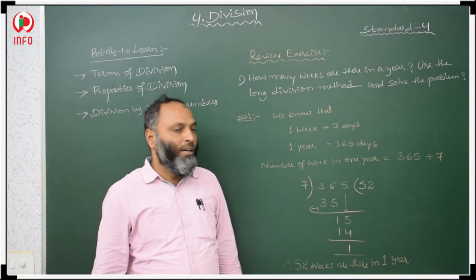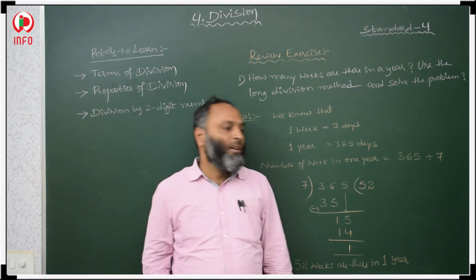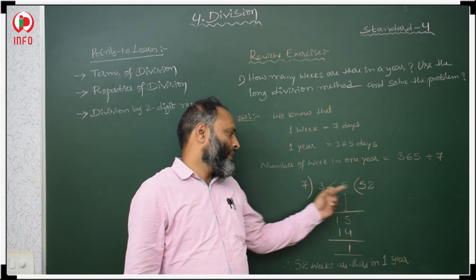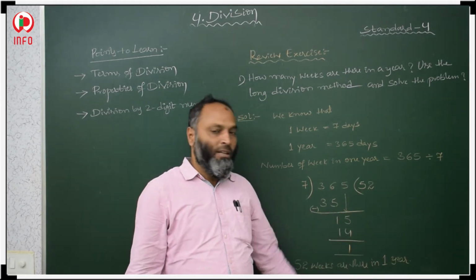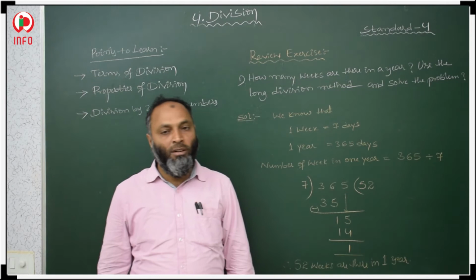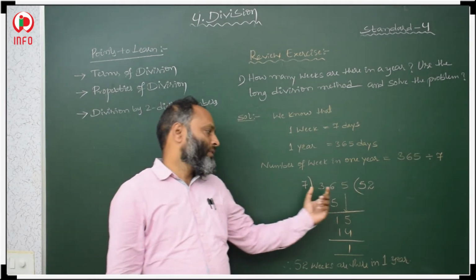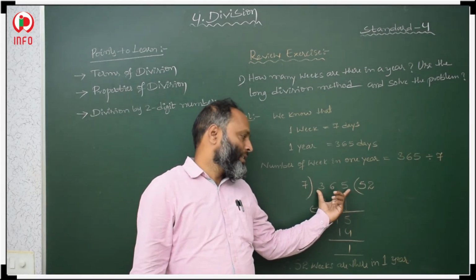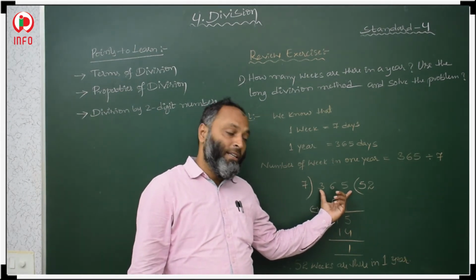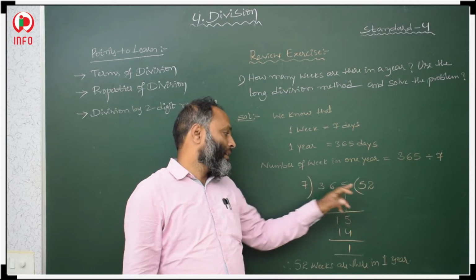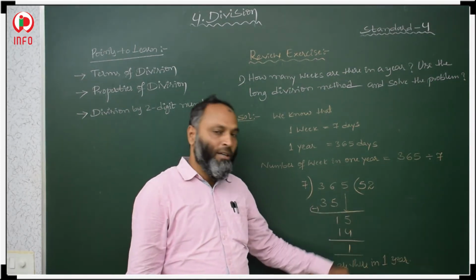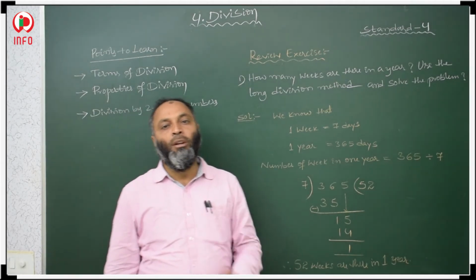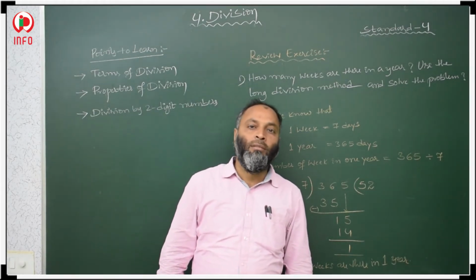So in division we have a rule. What is the rule? Dividend is equal to divisor into quotient plus remainder. This formula we discussed last year. So which one is this? This is the divisor. This is the dividend. Dividend is equal to divisor into quotient plus remainder. This formula also you have to remember. Okay?